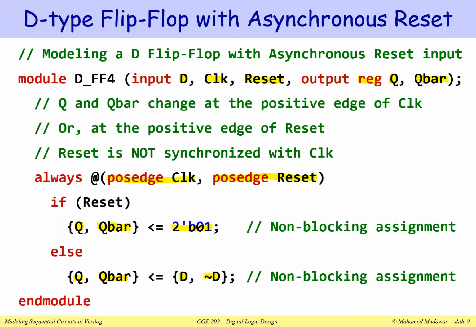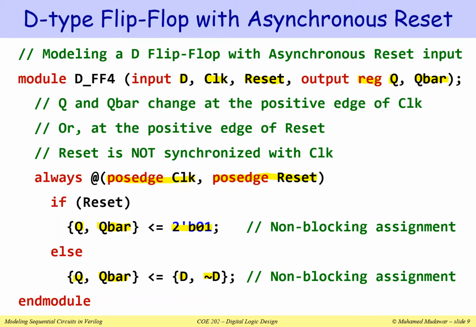So if it was synchronized with the clock, we should not write reset as part of the sensitivity list. This should not appear if the reset is synchronized with the clock. Only the positive edge of the clock should appear in the sensitivity list. But because here reset is asynchronous, it is not synchronized with the clock, we have to have the positive edge of reset as part of the sensitivity list. So it's very important to pay attention to the sensitivity list of the always statement.